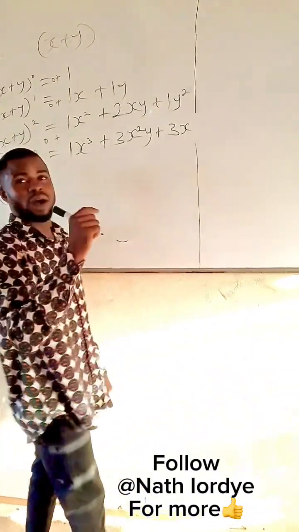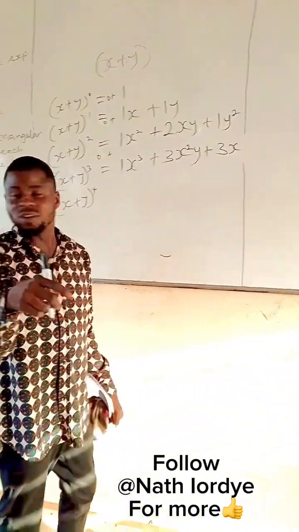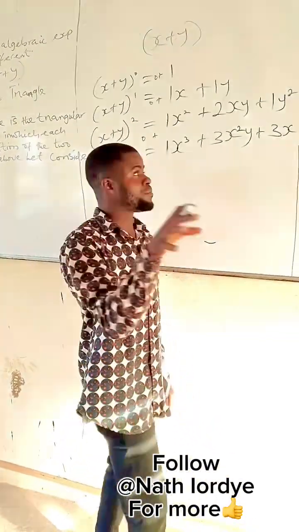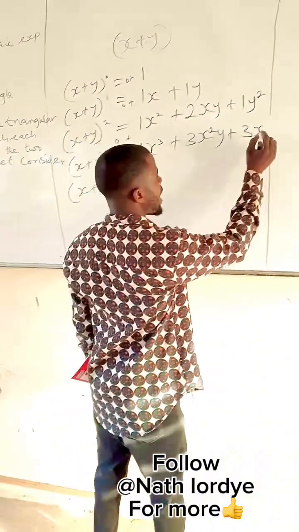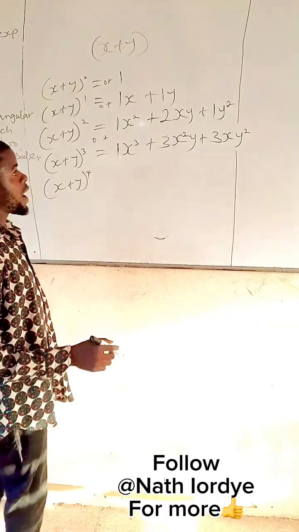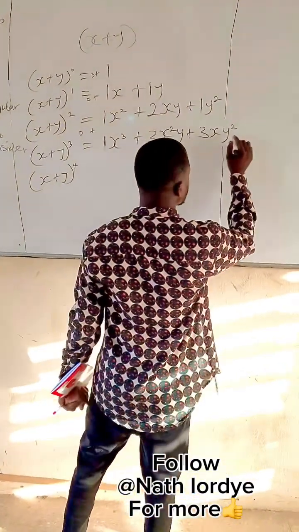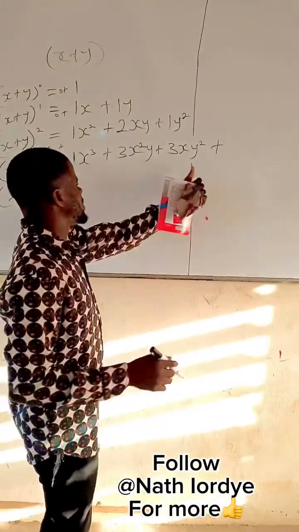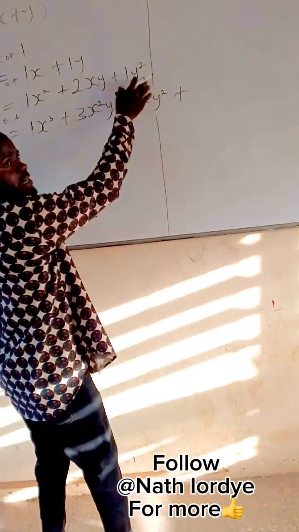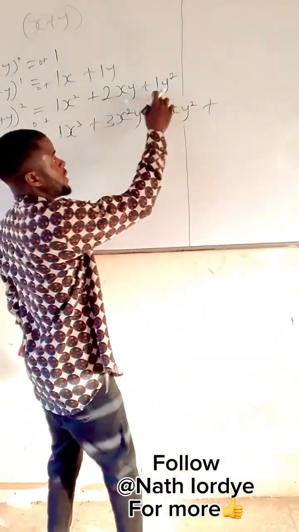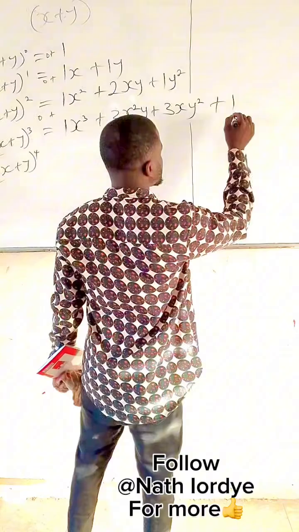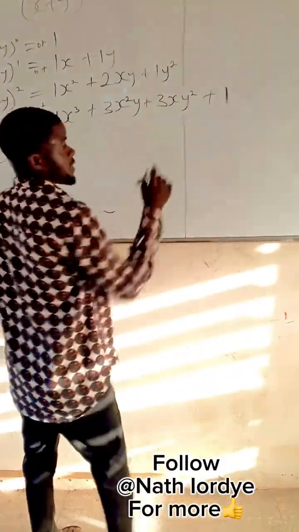Our y was raised to the power of 1. But now, since every corresponding decrease in the power of x results in a corresponding increase in the power of y, we now have our y raised to the power of 2. So the next coefficient, we have the left hand side plus the right hand side. The left hand side is 1, and the right hand side is 0, it's empty. So it means 1 plus 0 will give you 1. So that is our next coefficient, 1.